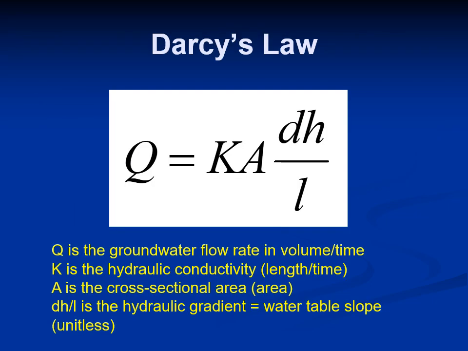According to Darcy's law, the groundwater flow rate is equal to the hydraulic conductivity times the cross-sectional area perpendicular to the direction of flow times the hydraulic gradient. The units of Q are volume per time, such as cubic meters of water per day.